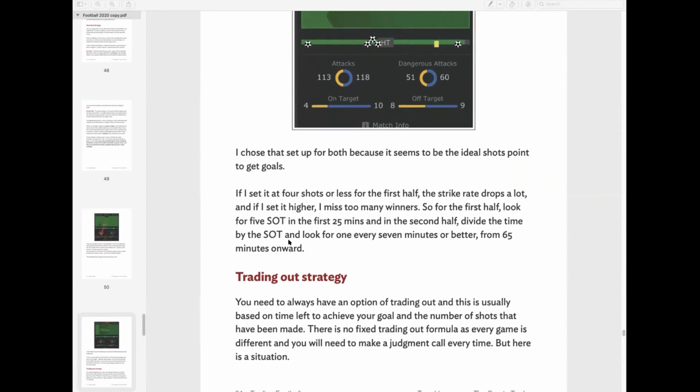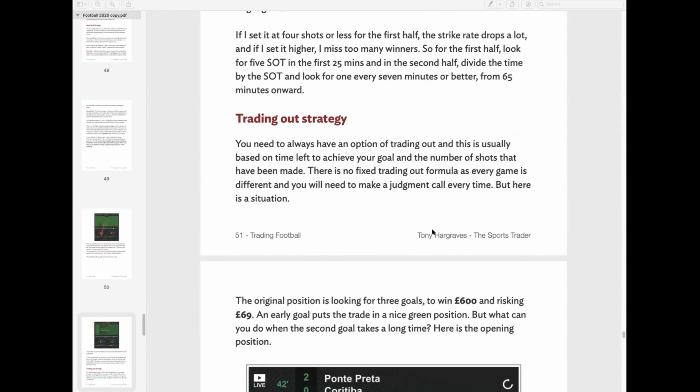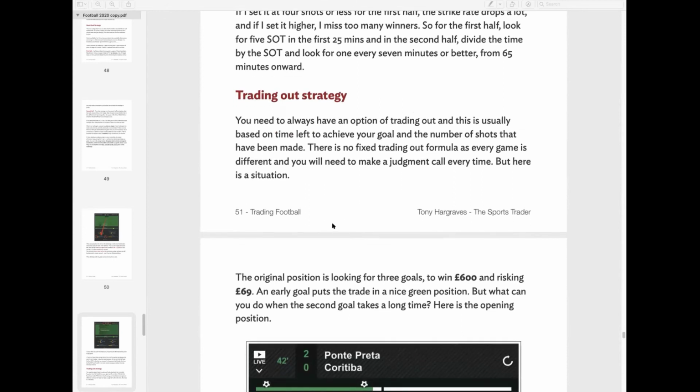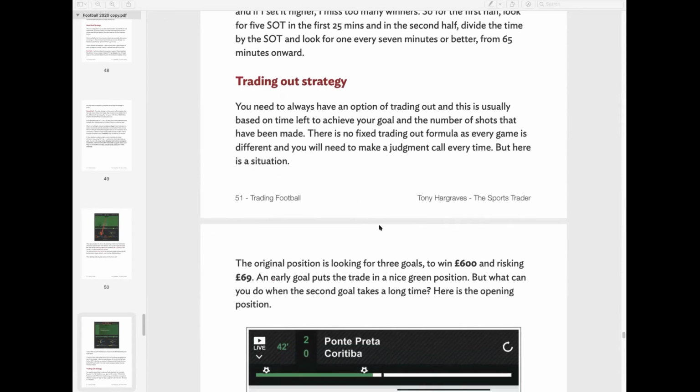So for the first half, look for 5 shots on target in the first 25 minutes. And in the second half, divide the time by shots on target and look for 1 every 7 minutes from 65 minutes onwards. So trading out strategy, you've got to always have a look at trading out, usually based on the time left to achieve your goal and the number of shots that have been made. There's no fixed trading out formula. As every game's different, you'll need to make a judgment call every time.